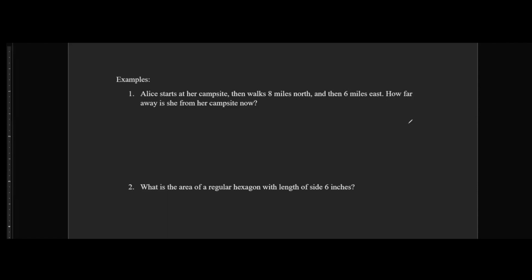So the first one here, we say Alice starts at her campsite, then walks 8 miles to the north, and then 6 miles east. How far away is she from her campsite now? So that 6 and 8 number there, we may recognize if we go 8 north and then 6 east. That sounds a whole lot like 3 times 2 and 4 times 2, or 5 times 2 for that distance. So that's just 10.